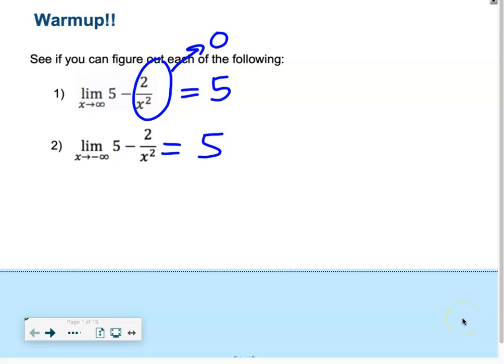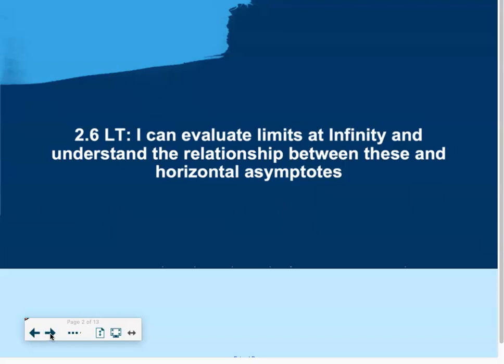That's the first down. All right, so I'm just going to review for the screencast that when you have a constant divided by infinity, that term is going to go to 0. So the limit as x approaches infinity of 5 minus something that approaches 0 will be 5. Same thing with negative infinity, it's still going to be 5. All right, so today we're doing section 2.6, which is limits at infinity and how they relate to horizontal asymptotes.